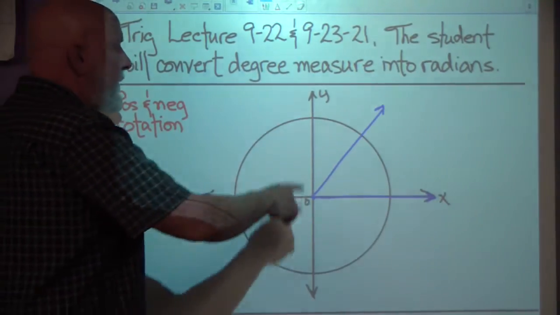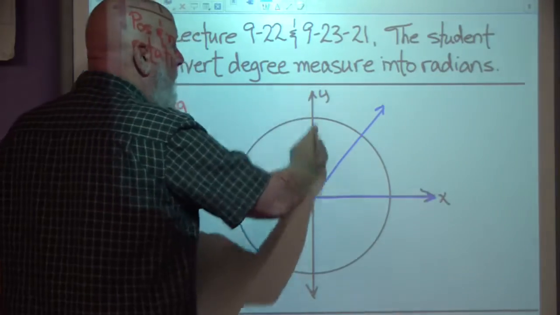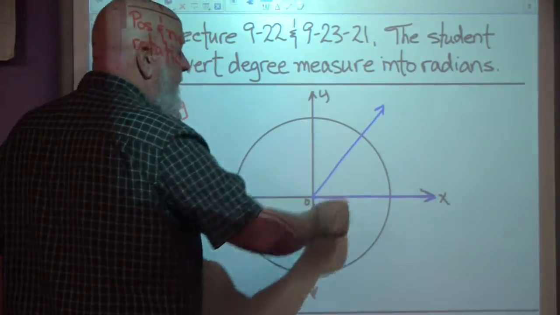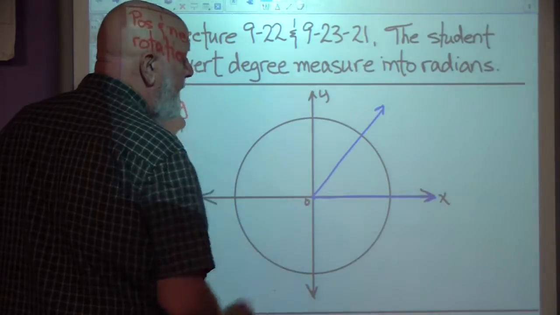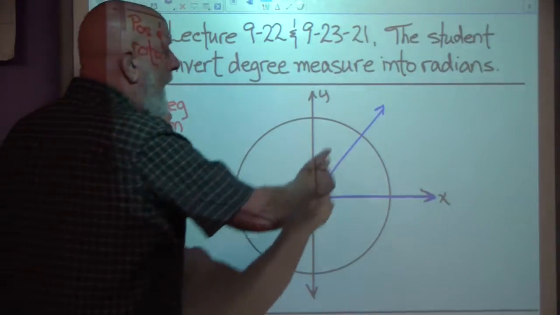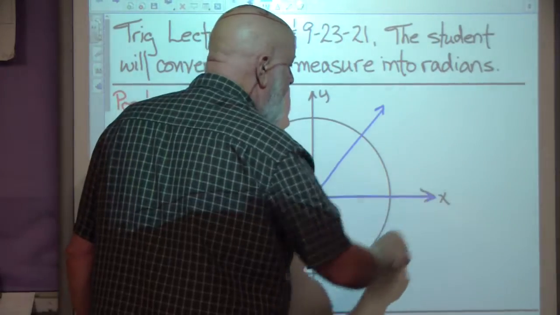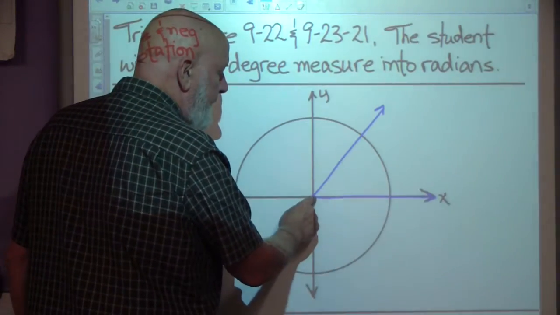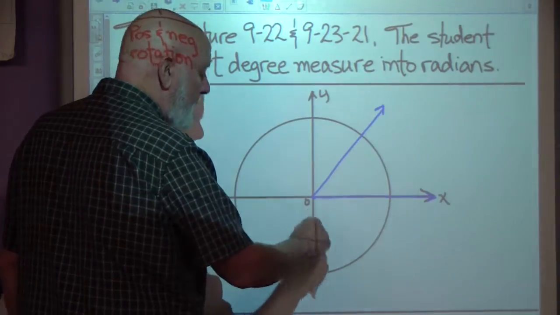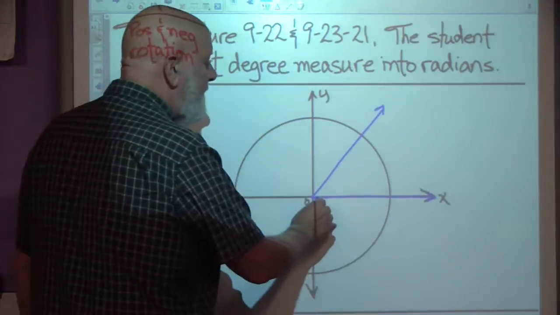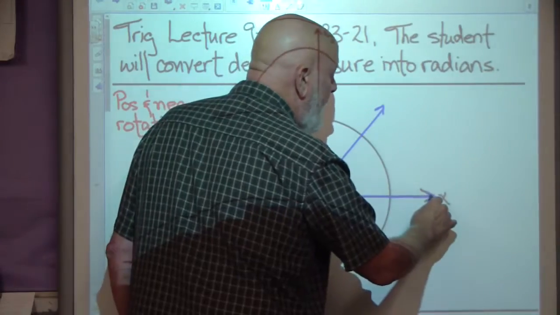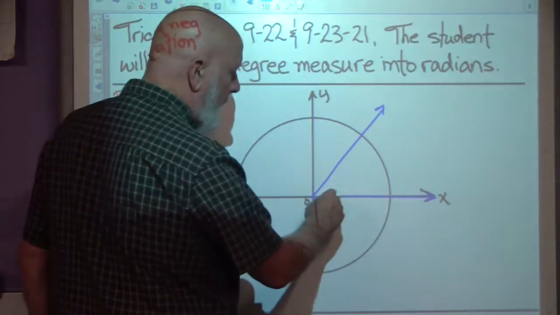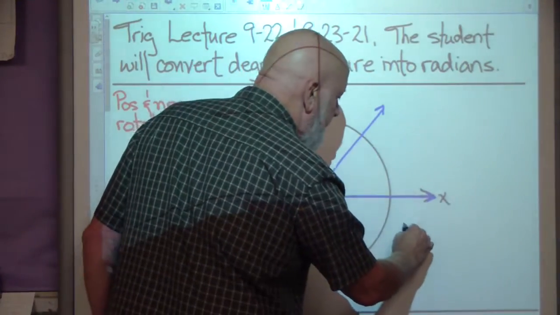What we have here is an XY coordinate plane and a circle with its center at the origin. And this angle we've got drawn right here is said to be the central angle of the circle. The vertex of the angle is at the origin, and the side that coincides with the x-axis, we refer to it as the initial side.